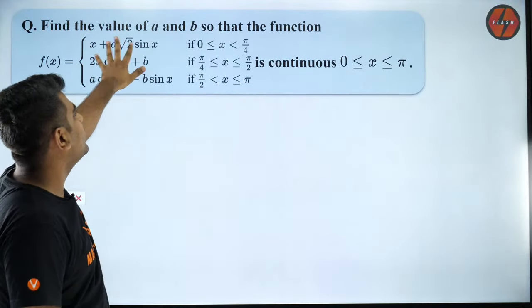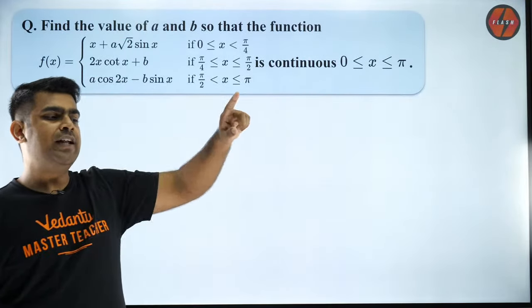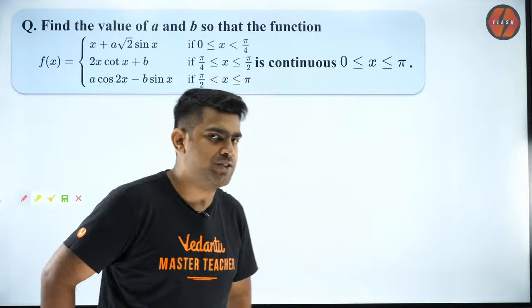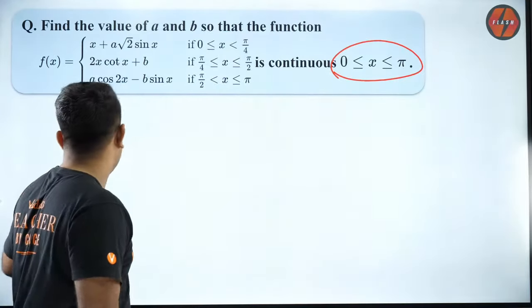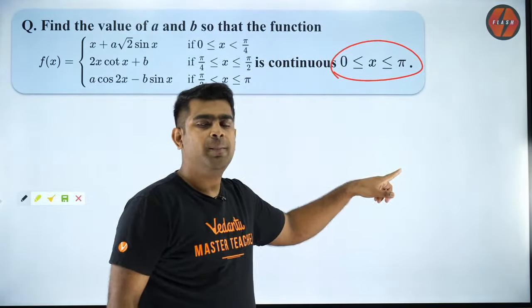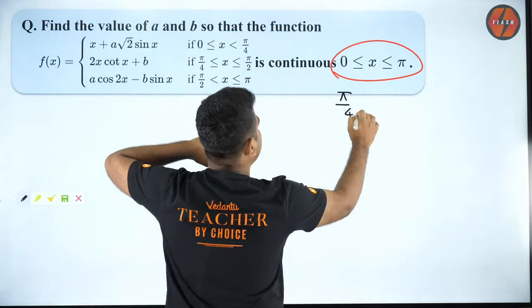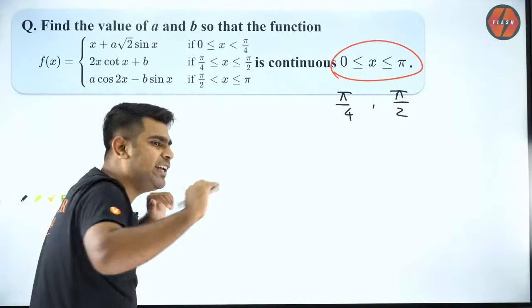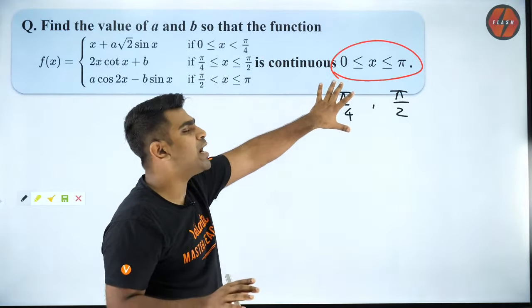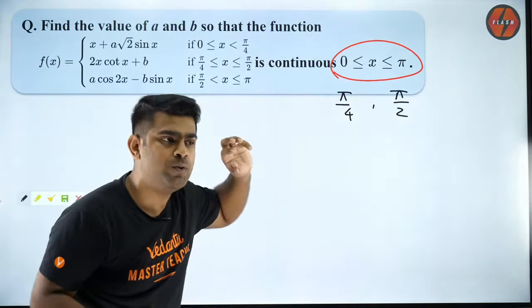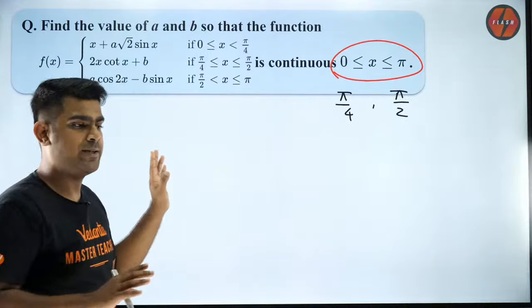Okay, so here we have it. We have to find the value of a and b so that the function is continuous. So guys, let's try to tackle it right from scratch. It is continuous for all these points. Do you agree with me on that? It is continuous for every single point between 0 and pi. So can I say it should be continuous at pi by 4 and it should be continuous at pi by 2? Are you all with me over here?